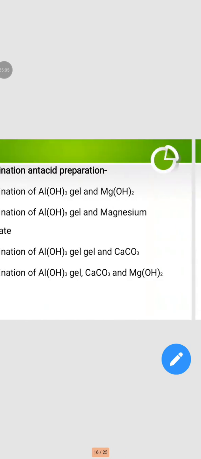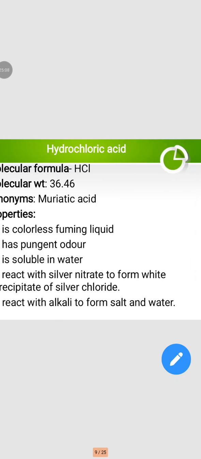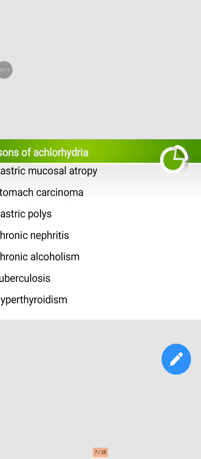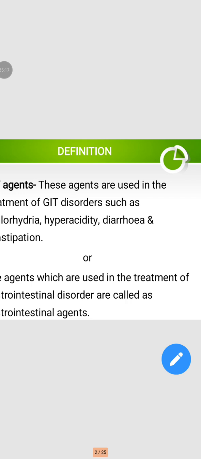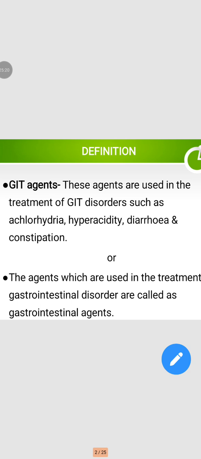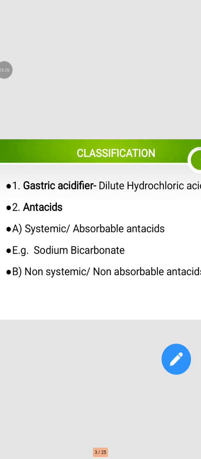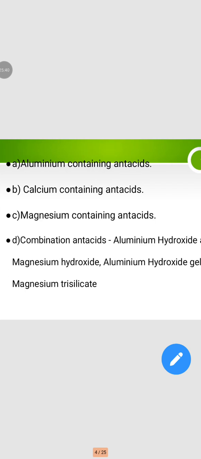So today we will discuss the topic gastrointestinal tract agents. First, the definition: agents used in the treatment of gastrointestinal disorders are called gastrointestinal agents. Then this is the classification. First one is gastric acidifiers. Then second one is antacids. Antacids are classified into two types: systemic and non-systemic antacids. The non-systemic antacids are further classified: aluminum containing antacid, calcium containing antacid, magnesium containing antacid, and combination antacids.